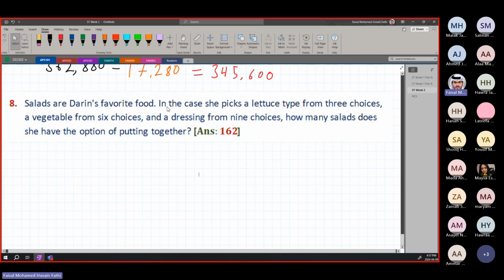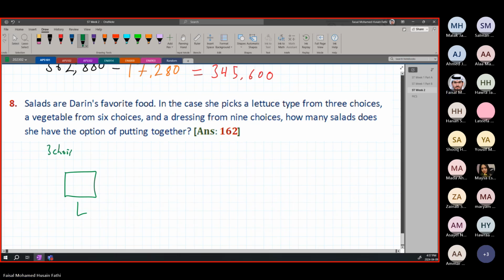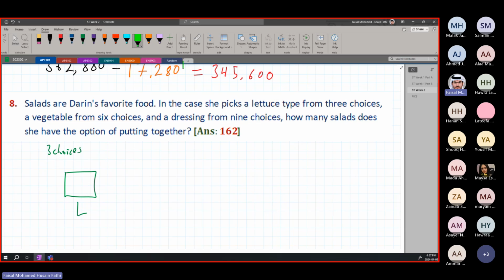Salads are Darren's favorite food. In this case, she picks a lettuce type from 3 choices. So she has lettuce, and she has 3 choices. Lettuce, 3 choices. This is this part. 3 choices of lettuce. Then let's see the next part.